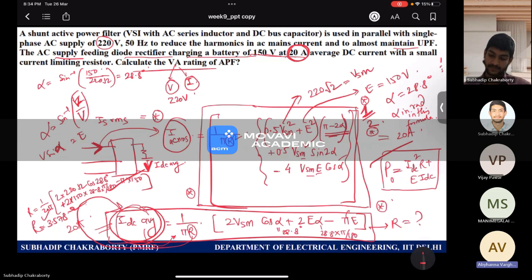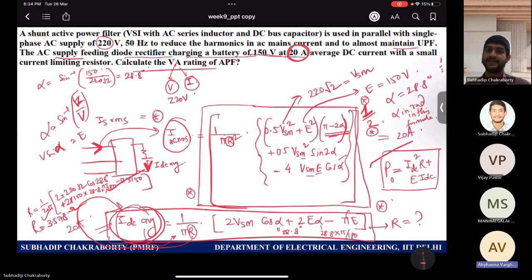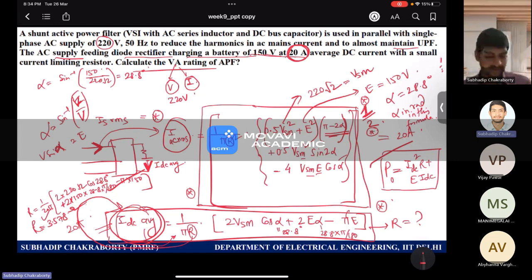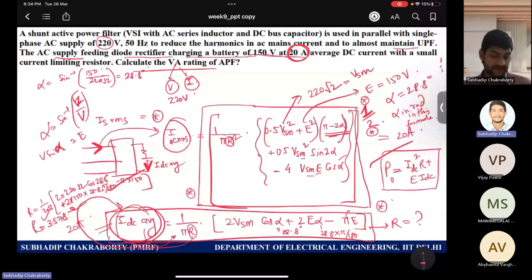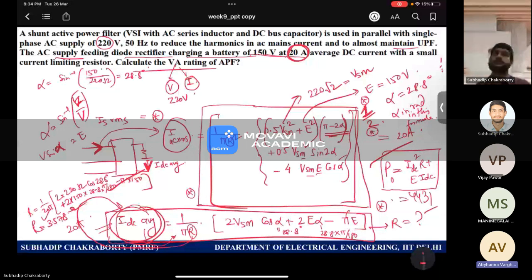So how much was your R value? 3.578. Okay. So what is IDC? 20 amperes. So 20 square into R, 3.57, plus 150 into 20. It is around 4431, right? Yes, sir. That was the same answer I got earlier also.